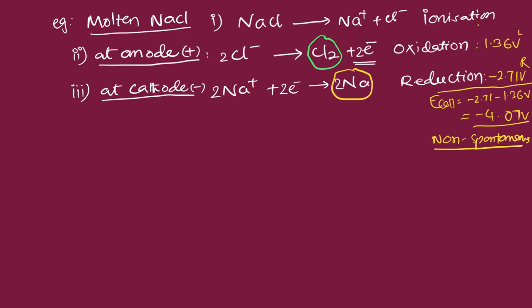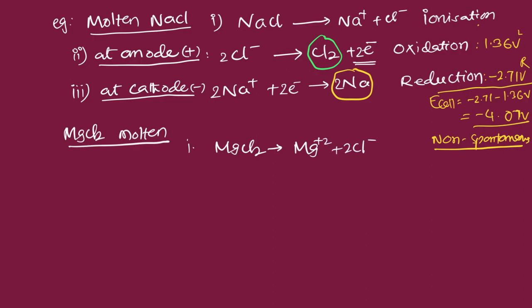Similarly, I will take another example, magnesium chloride in molten form. Then first step, what is that? Ionization step. MgCl2 ionizes into Mg2+ plus 2Cl minus. Second step, at anode. At anode, what is the charge? Positive. Then Cl minus will be converted into Cl2 plus 2 electrons, 2Cl minus.